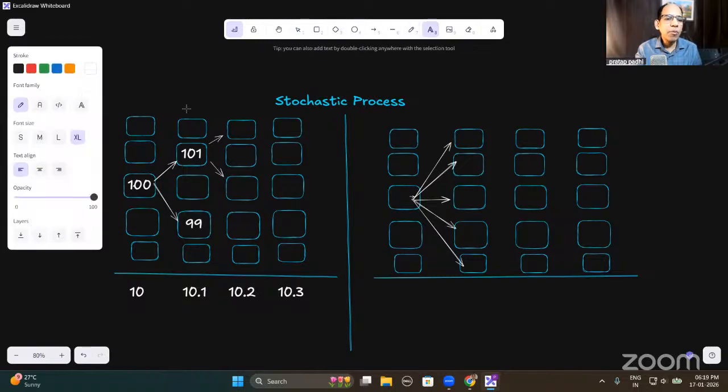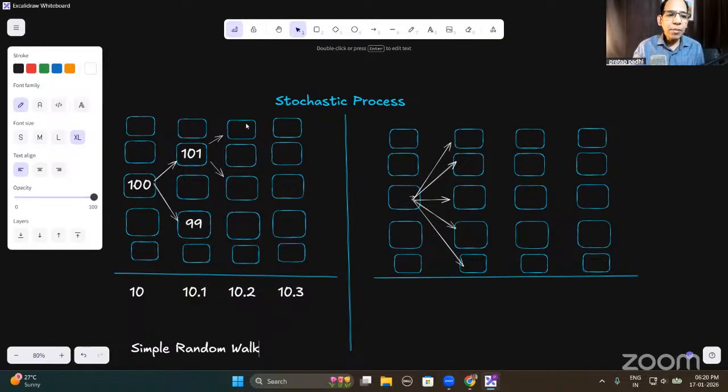This is an example of a stochastic process, because everything is a stochastic process. This is a random walk, but a simple random walk. In a simple random walk, what happens? You get one increment or you get one decrement. This is typically a player who is playing a game, either winning one or losing one. That's all. There are only two possibilities, nothing more than that.